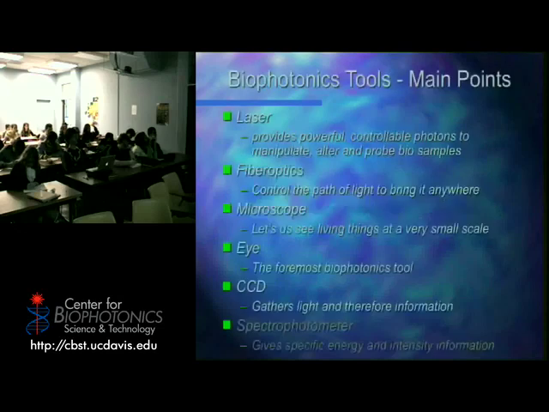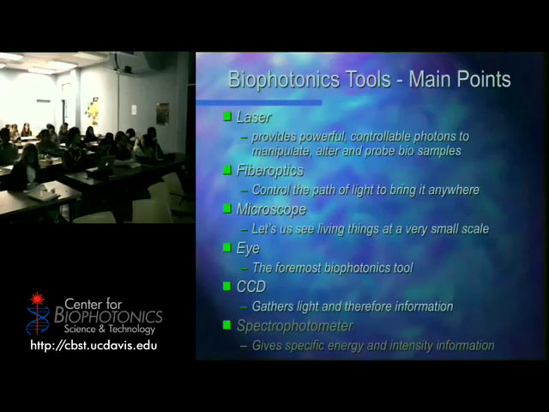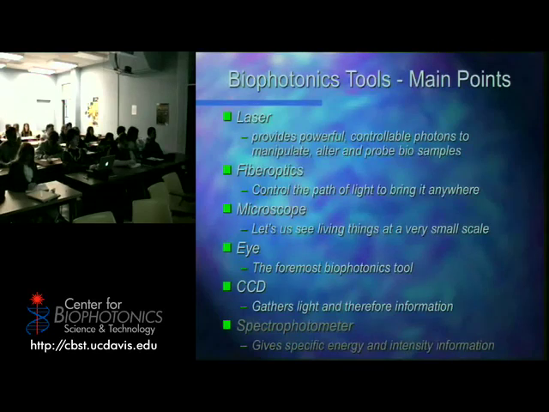The biophotonics tools that we're going to be covering are, quickly, the laser, because you guys have now been hearing a lot about the laser. We're going to talk about fiber optics. The laser provides powerful, controllable photons to manipulate, alter, and probe biological samples. Fiber optics allows you to bring light pretty much anywhere. The microscope lets us see living things at a very small scale. The eye, we're going to talk about because it's a tool that we all know and love, and it's a great example of a biophotonics tool. And then we're going to talk about the CCD, which is a tool that we use a lot because it can gather light and tell us something about that light.